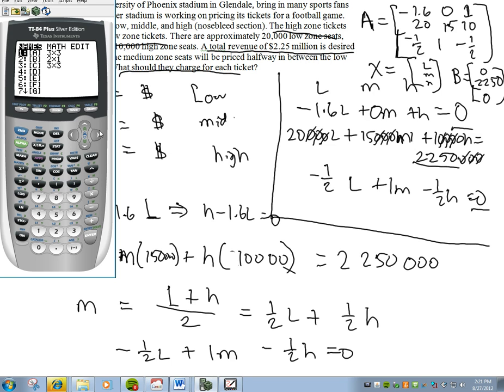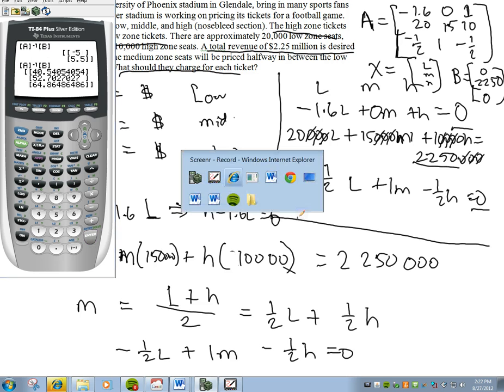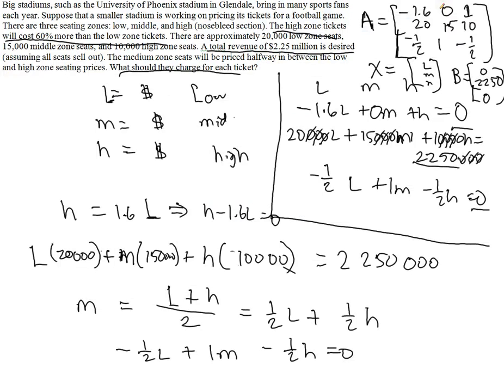And then for my B matrix, I'm going to do a 3 by 1, which is going to contain 0, 2,250, and 0. So now I'm going to come over here and type in matrix A inverse times matrix B, and I hit enter, and lo and behold, there are my ticket prices.